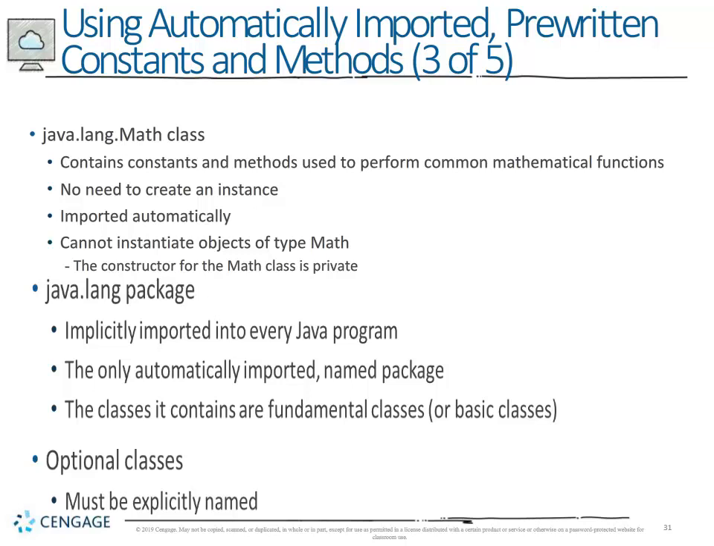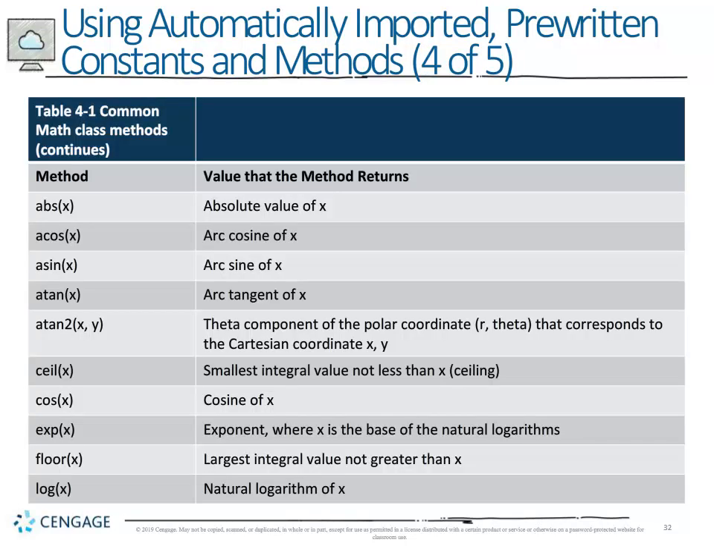java.lang.Math contains constants and methods that you can use to perform common mathematical functions. All Math methods are static, so you don't need to create objects. You can just use Math, with a capital M, dot, for example, abs, then you pass the parameter. So Math.abs(x) will return the absolute value of x.